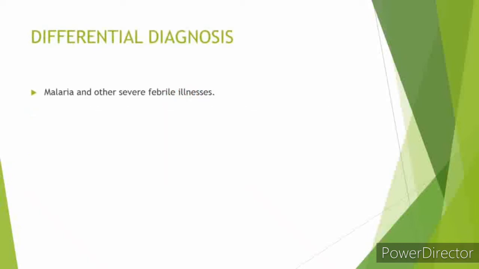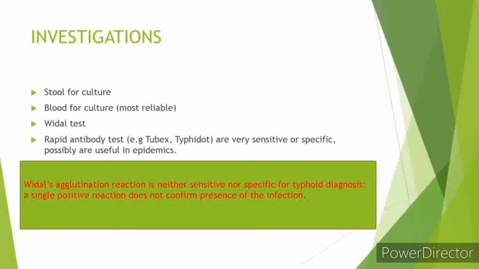So, differential diagnosis. We shall talk about all or most conditions which increase the temperature, where we can talk about malaria, typhus fevers, and many others. Then investigations. The first investigation we can do is stool culture. Here they will take your stool and find which microorganism is there. Then we can do a blood culture, which is the most reliable.